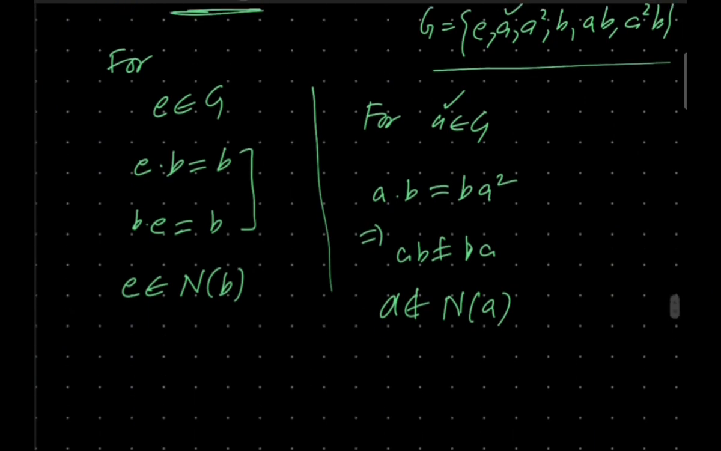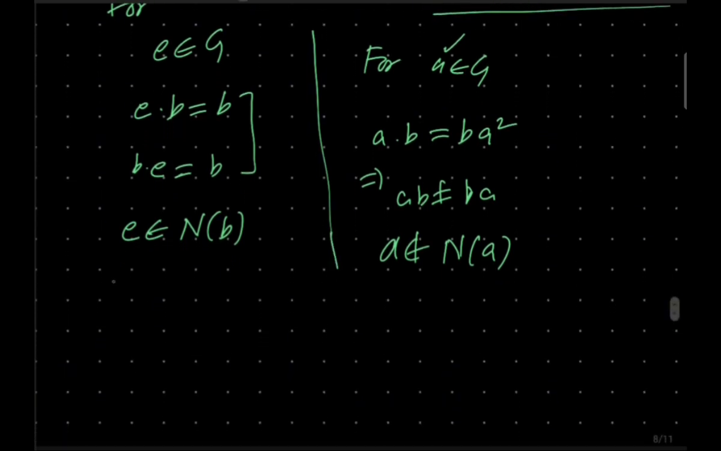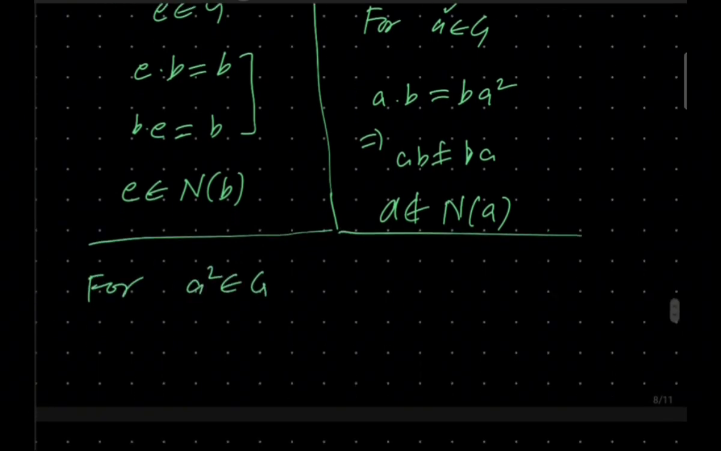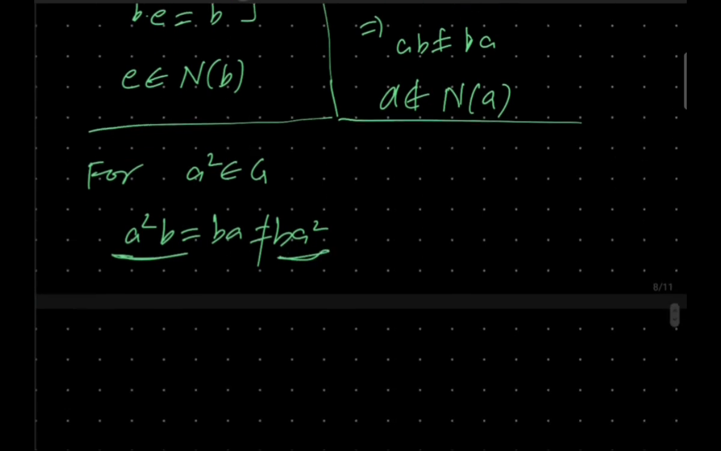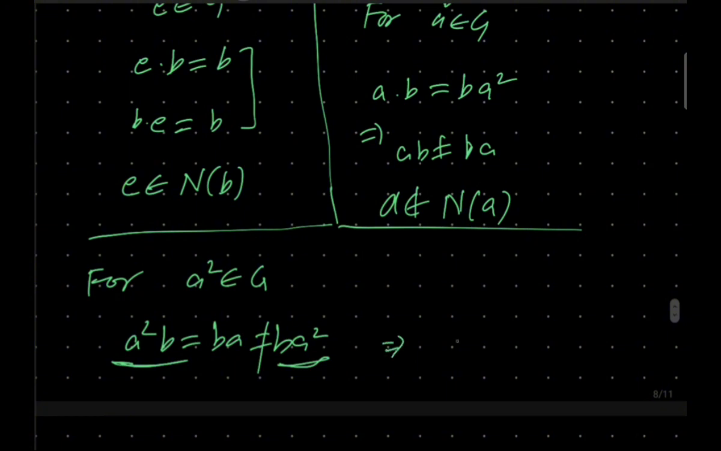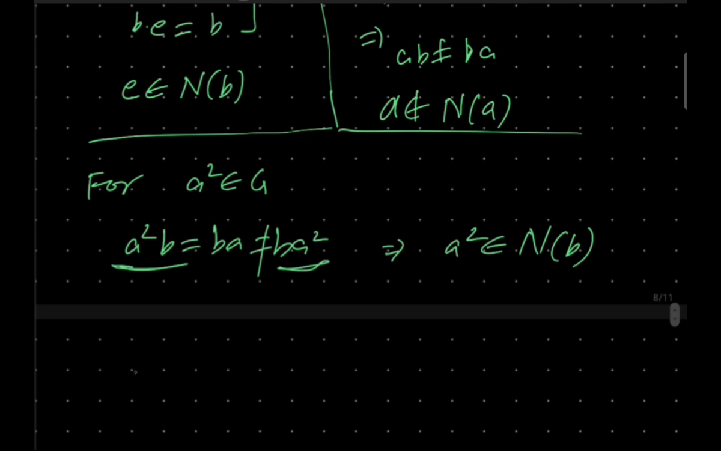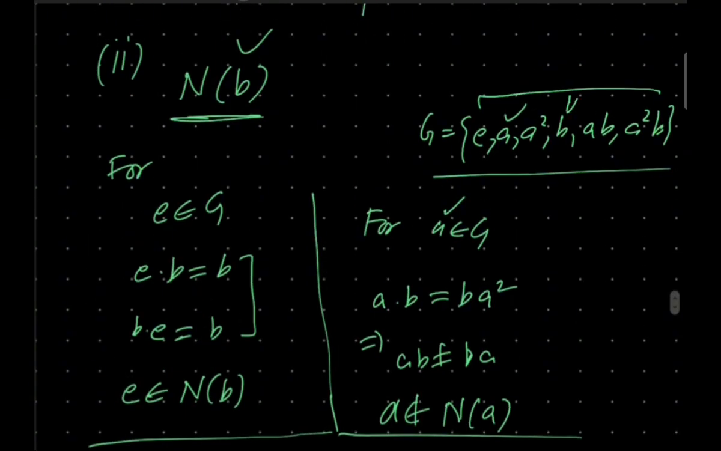And we can similarly check that A square is not in the normalizer. Similarly, for A square belongs to G, you can check that A square times B is not B times A square, it is not the same. So this means that they are not permutable. Therefore, A square does not belong to the normalizer of B.